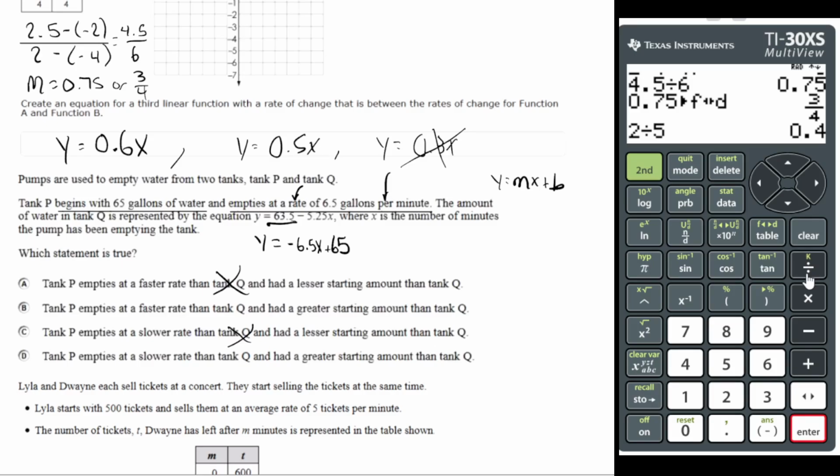Tank P empties at a faster rate than tank Q and has a greater starting amount than tank Q, or tank P empties at a slower rate. Okay? Your rate for tank Q, it's emptying at 5.25 gallons per minute. Tank P is emptying at 6.5 gallons per minute. Which one is emptying faster? P. So P empties faster and has a greater starting amount. So it's B.